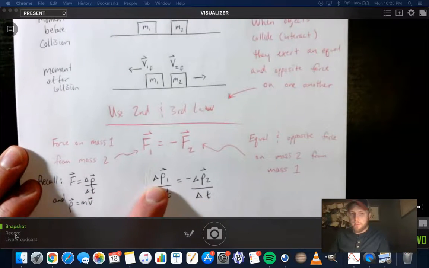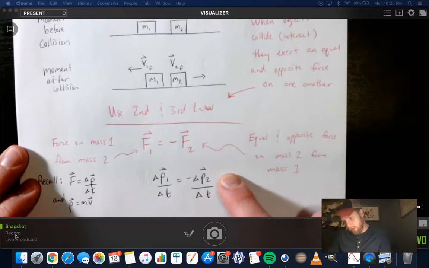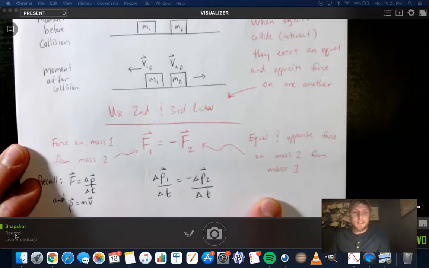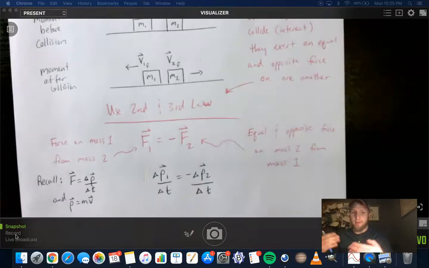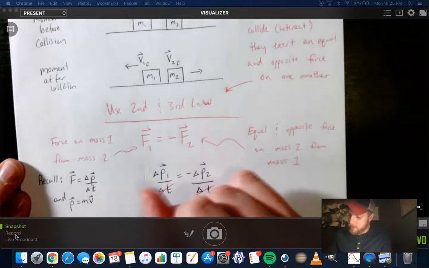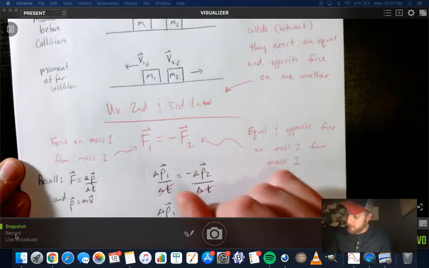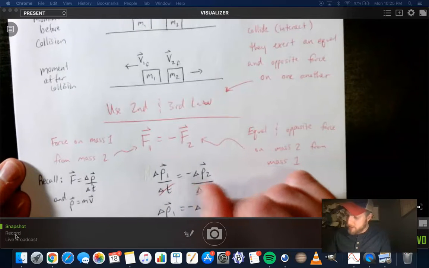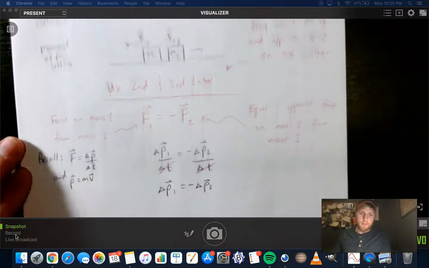Now, the change in momentum is going to be, again, equal and opposite, but we can cancel out the delta t's there because the amount of time both objects experience during the collision is going to be the same. So what we're left with is that the change in momentum of object 1 is equal and opposite to the change in momentum of object 2.